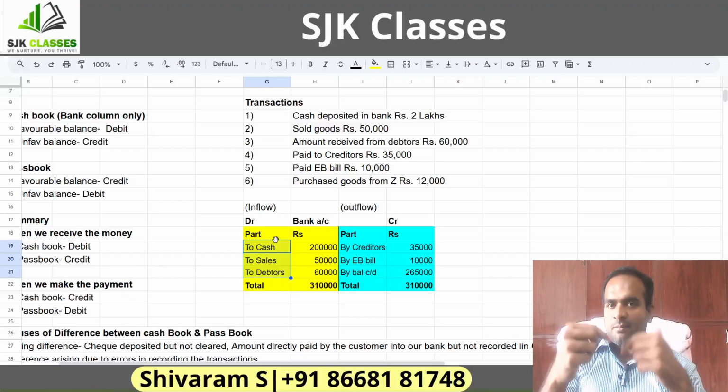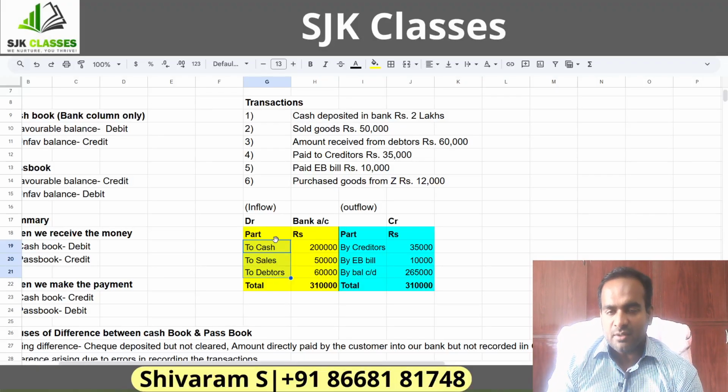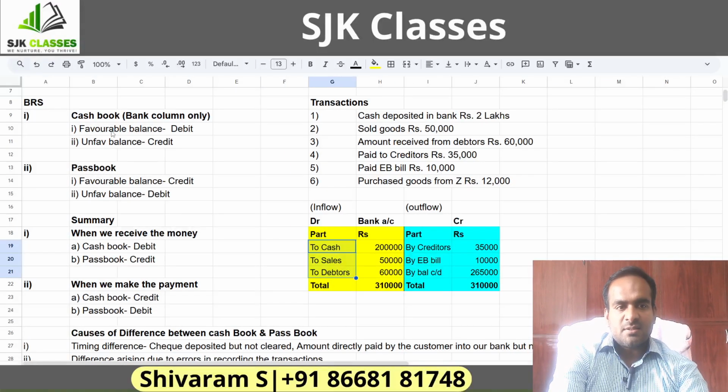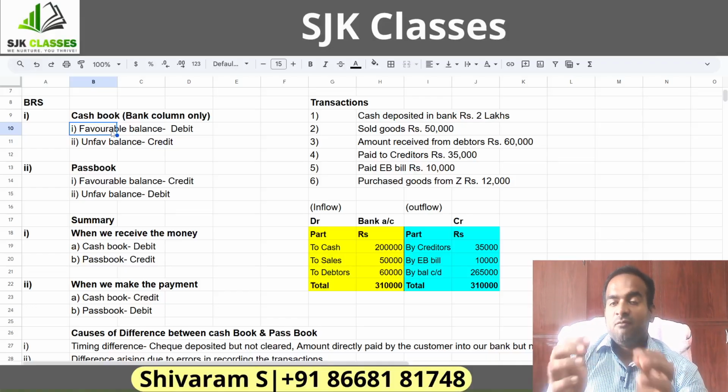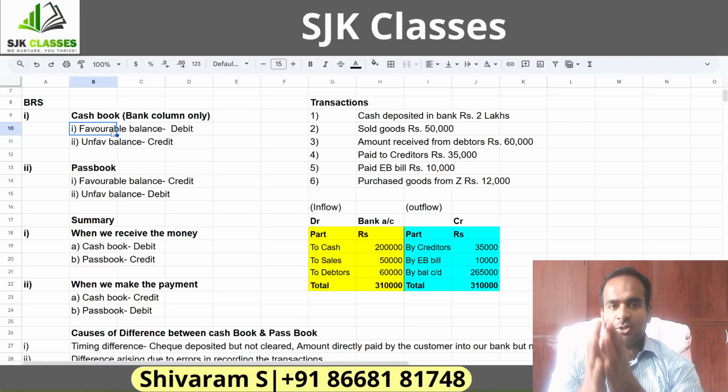So when we receive the money, it's a favorable transaction for us. We're getting the money, we're happy with that, right? So all the receipts will be taken as favorable balances. That's why we are saying that favorable balances means we're referring to the receipt part. So if we receive the money, it will be shown on the debit side of the cash book.